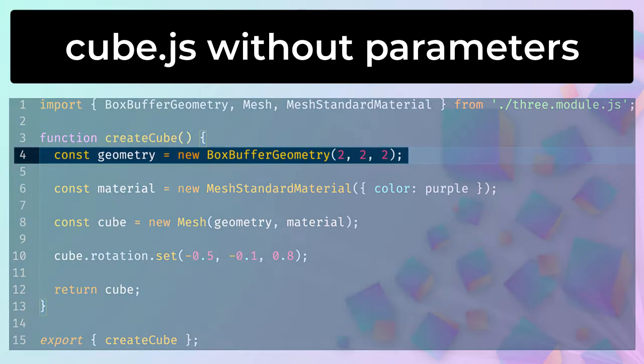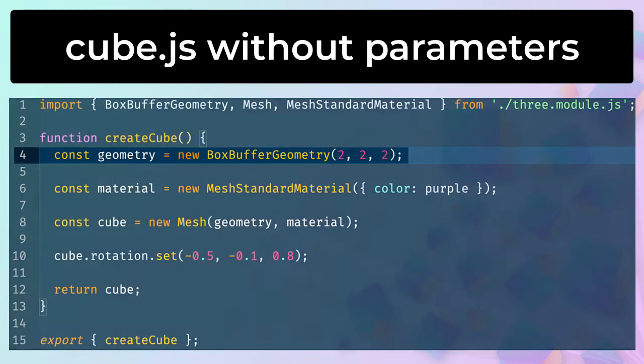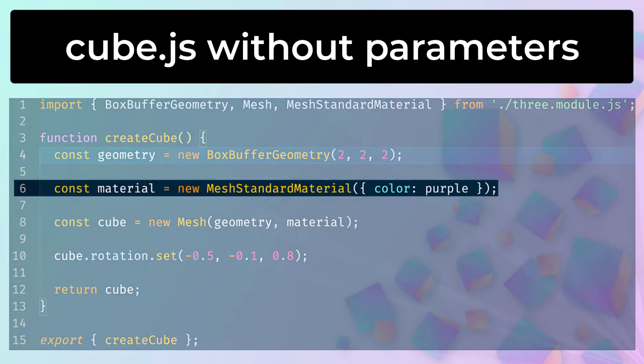Line 4 defines our cube by generating a box geometry with a dimension of 2 for each side. The base unit in Three.js is meters, but in general, you don't need to worry about the absolute size of things, and therefore you can treat these as relative units. In line 6, I've defined a new material, and set its color property to purple. There are numerous material types in Three.js. The mesh standard material type is one of the simplest but is notable because it requires a light source in the scene to be visible.